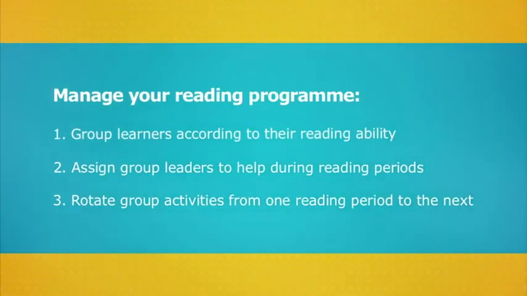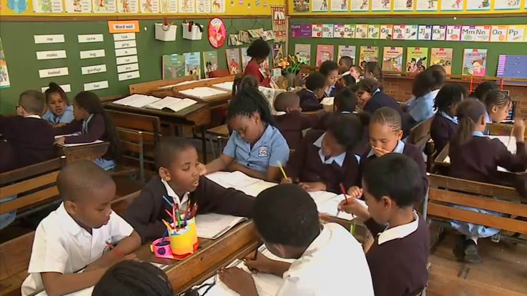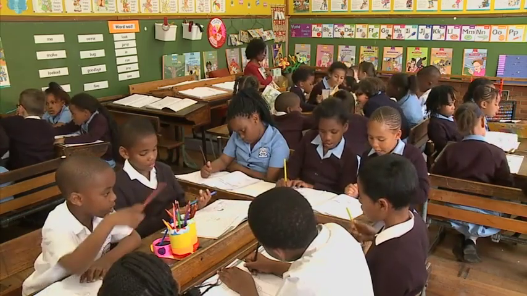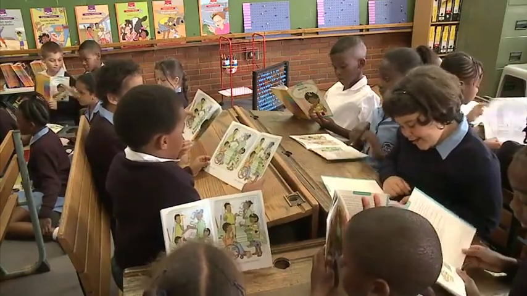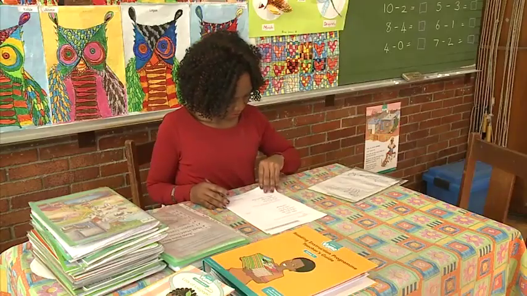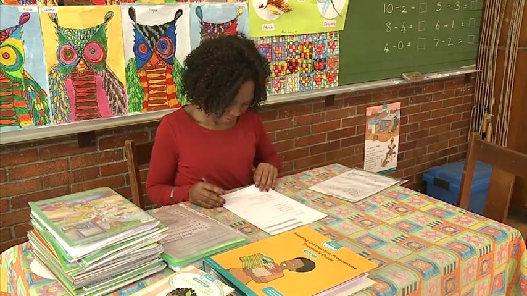Let's look at how to group learners according to their reading ability. Grouping learners according to their reading ability benefits the learner and the teacher. This makes for better classroom management. Use the reading assessment results of the learners to divide them into groups. After each term assessment, review your reading groups and make adjustments.